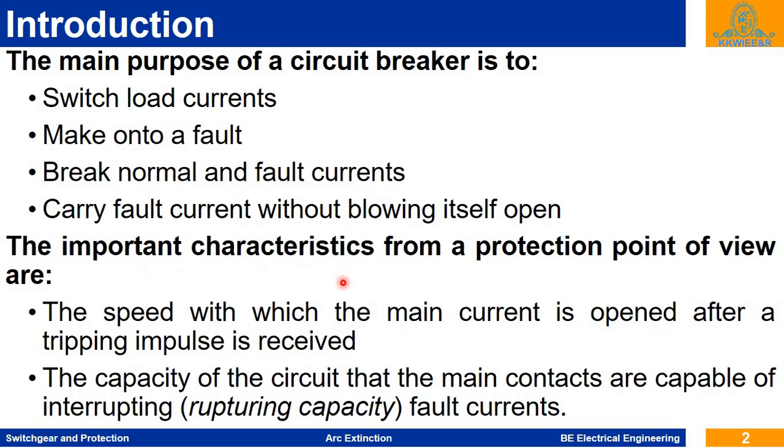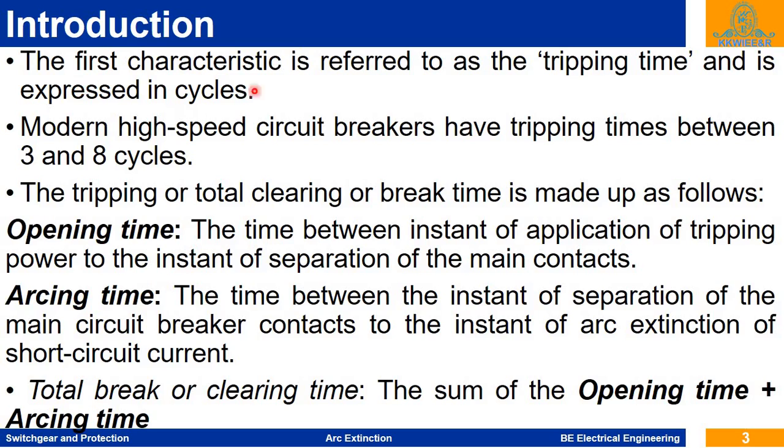So the important characteristics from the protection point of view are the speed with which the main current is opened after a tripping impulse is received, and the capacity of the circuit that the main contacts are capable of interrupting, the fault currents. The first characteristic is referred to as the tripping time and is expressed in cycles. Modern high-speed circuit breakers have tripping time between 3 and 8 cycles.